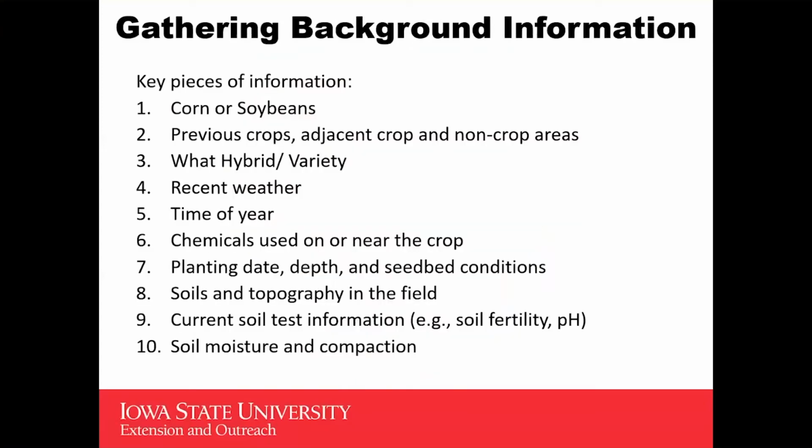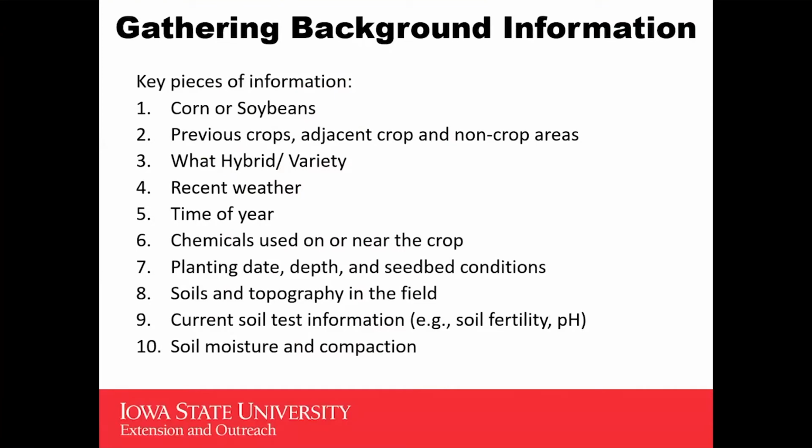So, like I said, the first part we're going to be talking about is scouting in general. So I want to talk about what kind of background information you can gather before you even get to a field. And this could be general, this could be area-specific, field-specific even. But number one seems very obvious. Of course, you want to know if you're dealing with corn or soybeans.